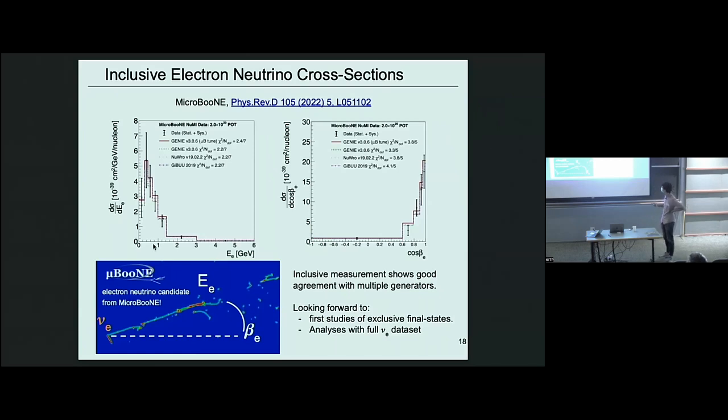What we're looking forward to on this frontier is starting to look at exclusive final states for electron neutrinos and performing analyses with the broader NuMI data set, which in the end will hopefully lead to measurements with a few thousand events.